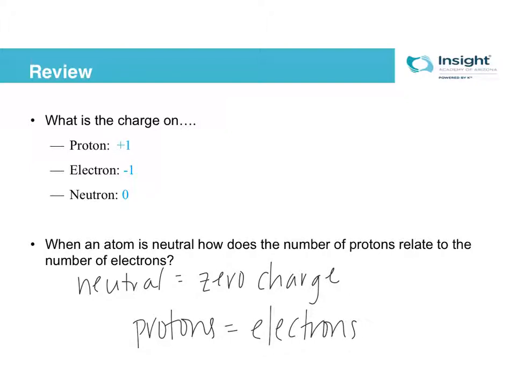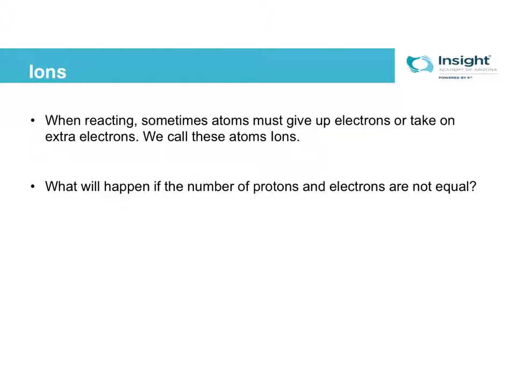Now, what happens when an atom's not neutral? In certain reactions, which we'll get into in Unit 4, our atoms need to either gain or lose electrons. They might give away some of their electrons or they might gain extra ones. And when they do this, we call them an ion. So our topic for today is ions. It's these atoms that gain or lose electrons.